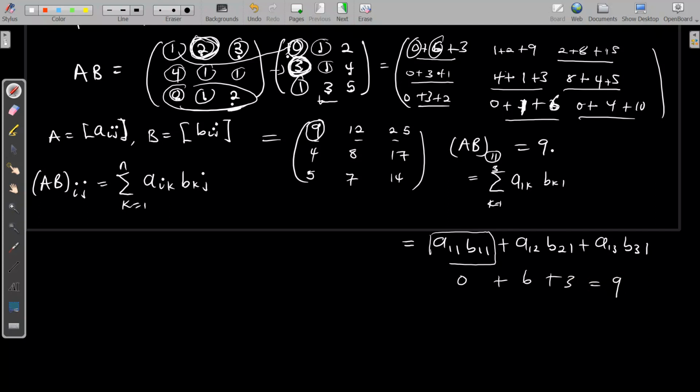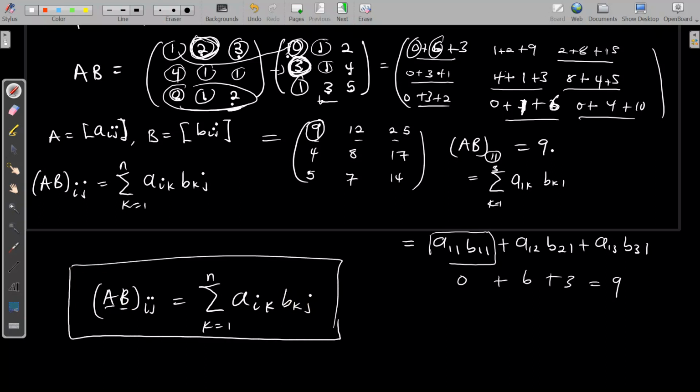So it means for a product of two matrices, AB_ij is equal to the summation as k starts from 1 to n. I'm saying that n is either the number of columns in the first matrix, A, or the number of rows in the second matrix, B. And then I'm going to have B_kj. So this is something you should keep.